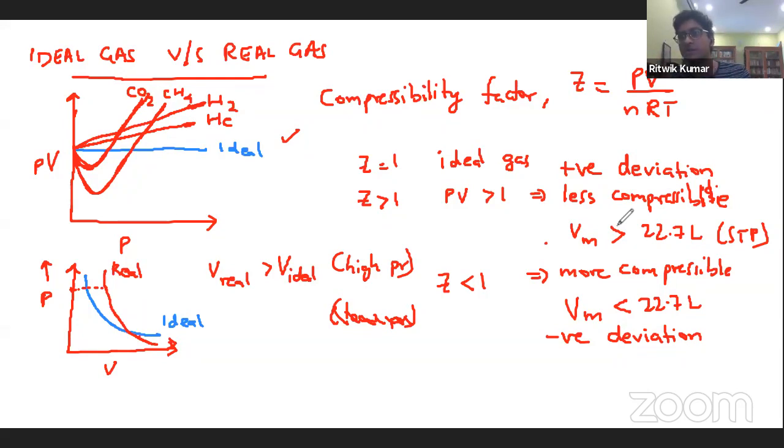Let's look at positive deviation. Less compressible means what? There are more repulsive forces acting between the molecules, right? They're pushing each other away. That's why we are observing a larger volume that these molecules are existing in.